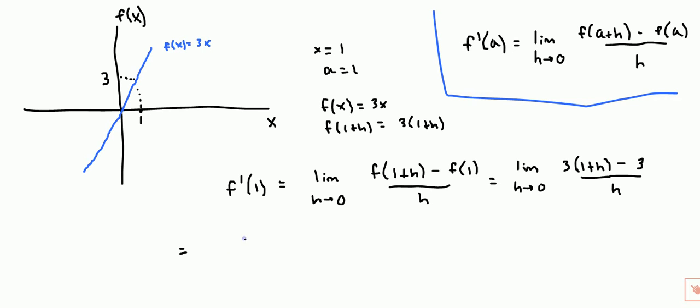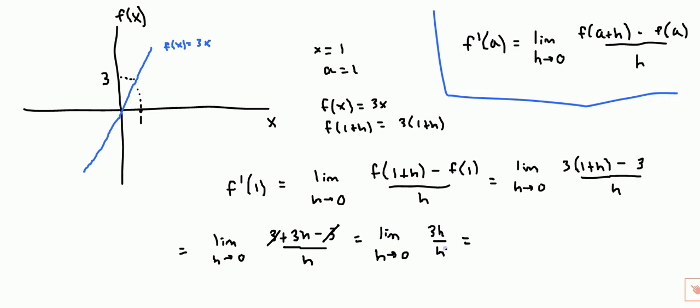Okay, let's simplify this further. We have the limit as h approaches 0. I'm going to multiply this out: 3 plus 3h minus 3, divided by h. These 3's cancel. So we have the limit as h goes to 0 of 3h divided by h. And these h's cancel. So we're left with the limit as h goes to 0 of 3. 3 doesn't have an h in it, it's just 3. So this limit is equal to 3.